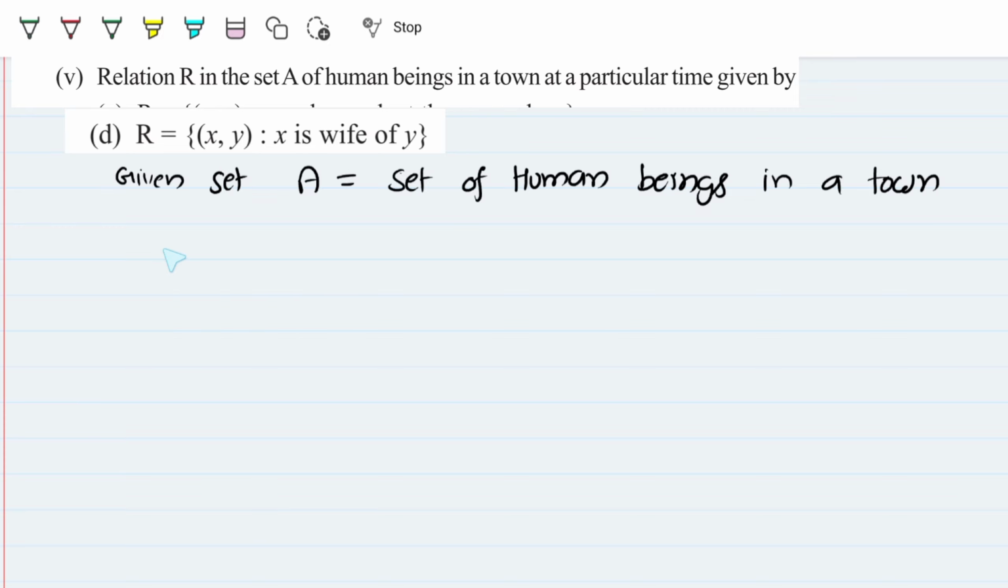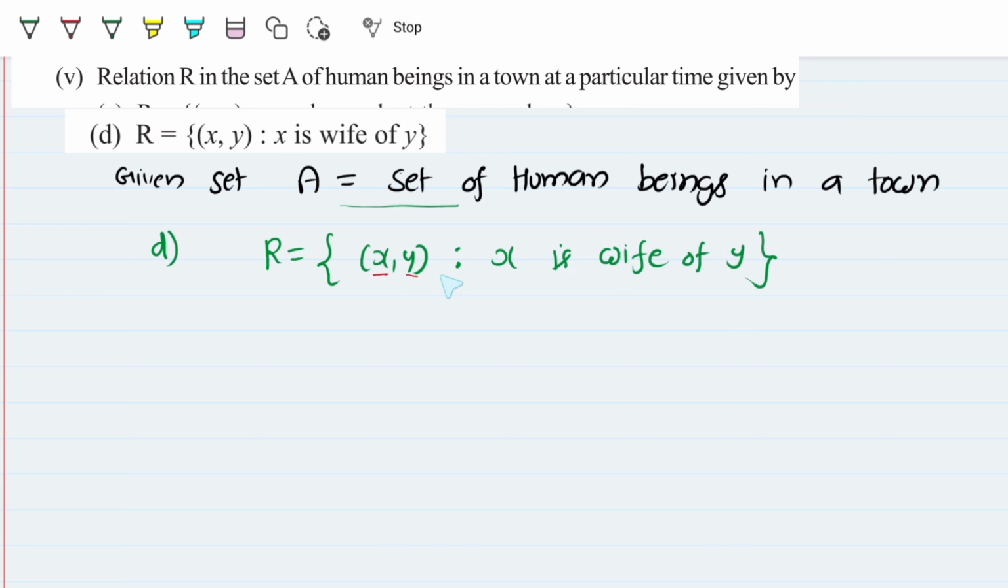And in the D part, how is your relation R defined? In the relation R, ordered pair x comma y such that x is wife of y. Ordered pair x comma y, if x is wife of y. And in question number 1 we are checking only three relations: reflexive, symmetric, and transitive. So firstly we will look for reflexive.